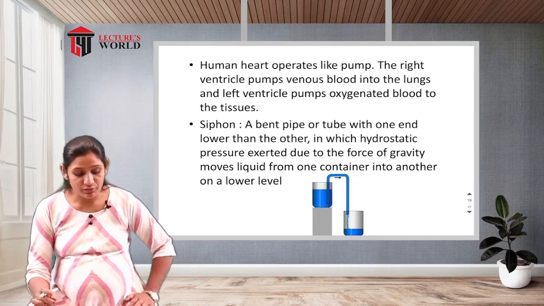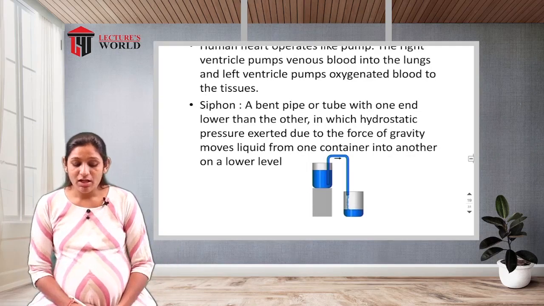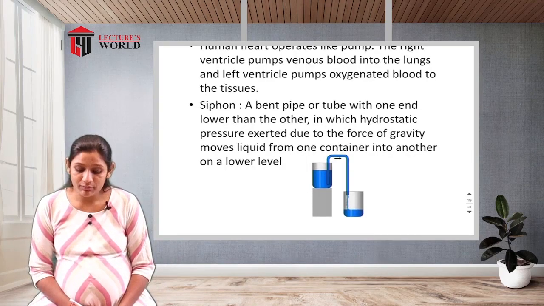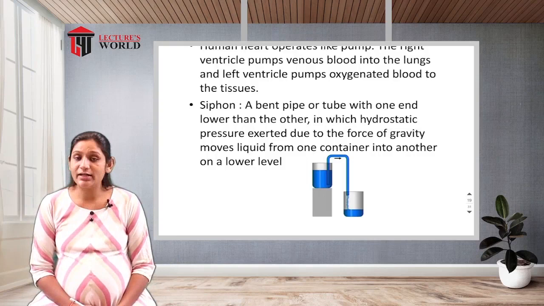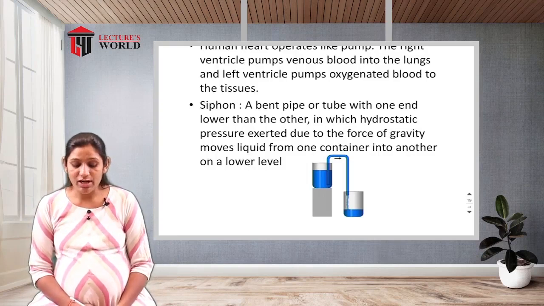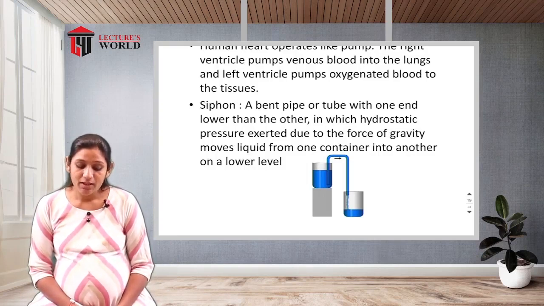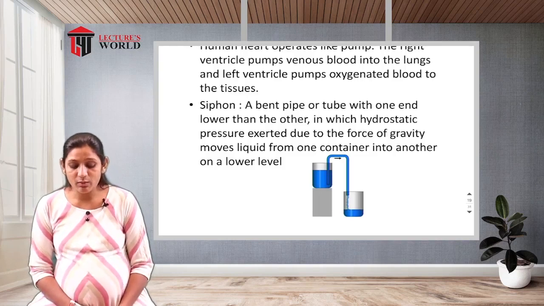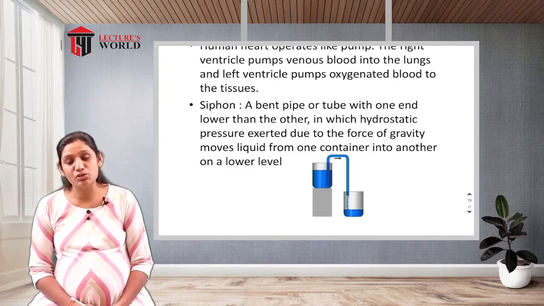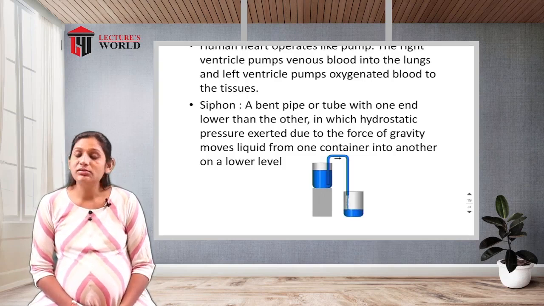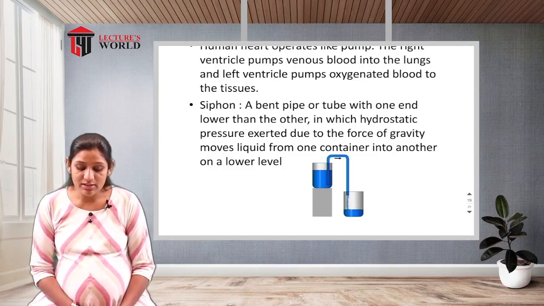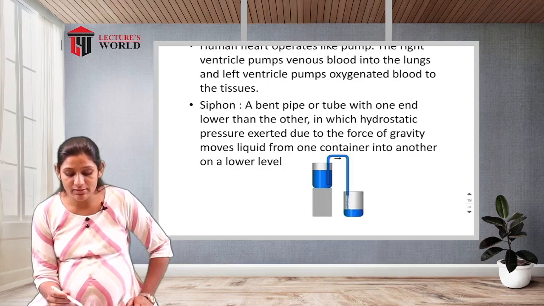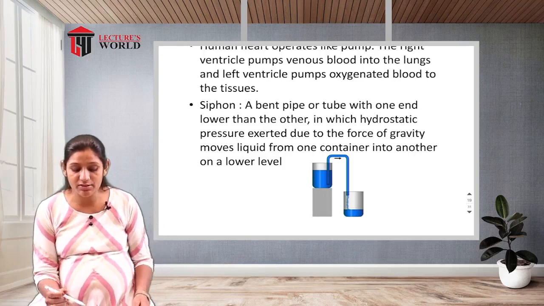Next one, siphon. What is called a siphon? A bent pipe or tube with one end lower than the other, in which hydrostatic pressure, exerted due to the force of gravity, moves liquid from one container into another at a lower level. What is called a siphon? The bent pipe. Here is one of the experiments which is observed.